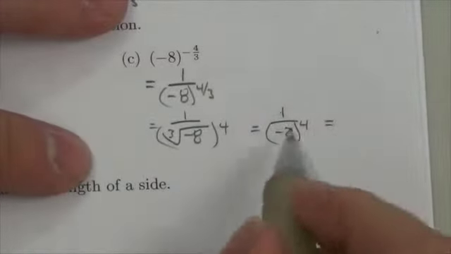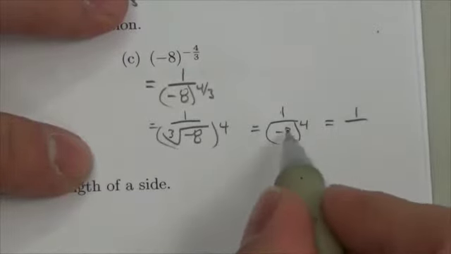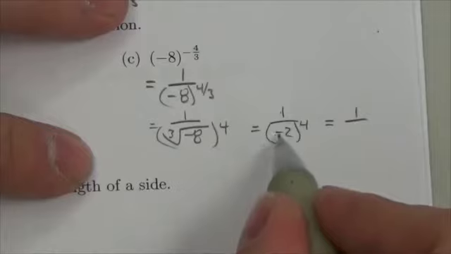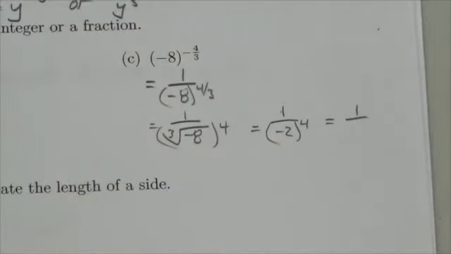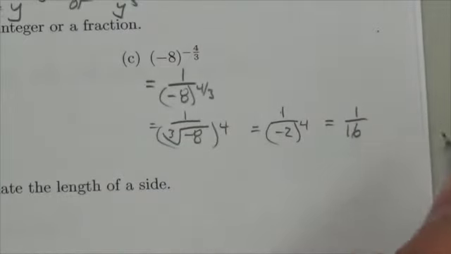And now, I know that negative 2 to the 4 will be positive 16. Positive because I've got an even number of negative signs popping out, and they cancel each other out in pairs, and 2 to the 4 is 16. So there we go.